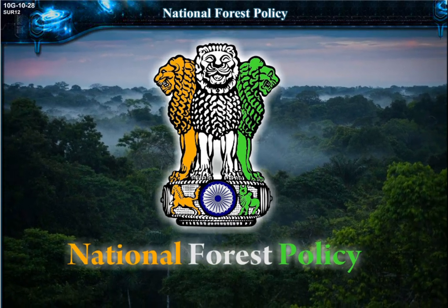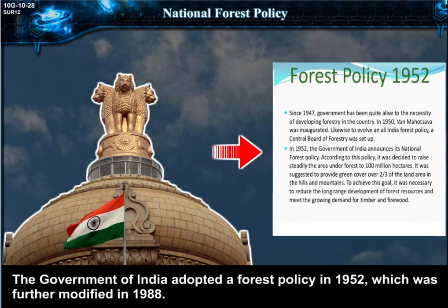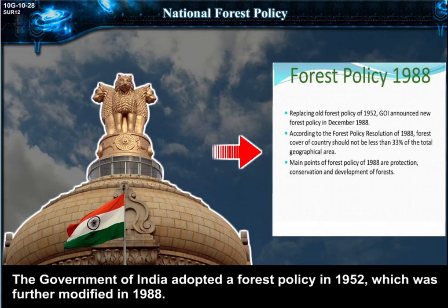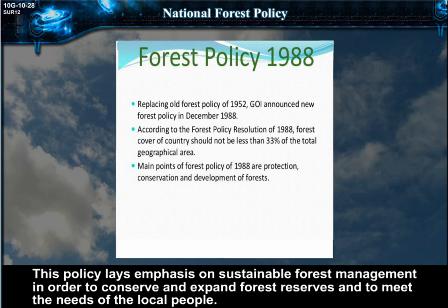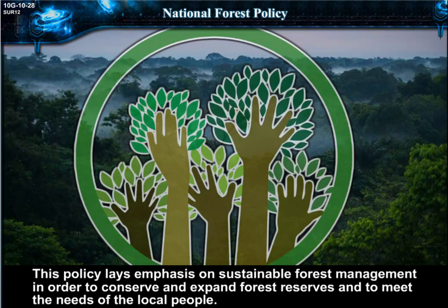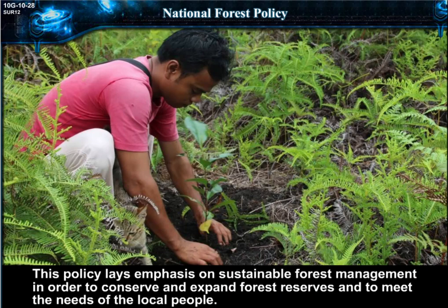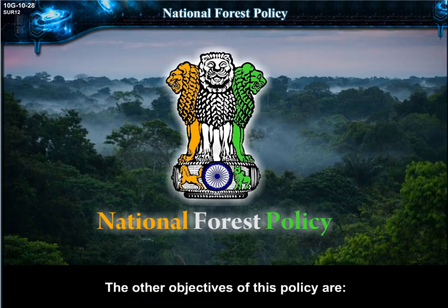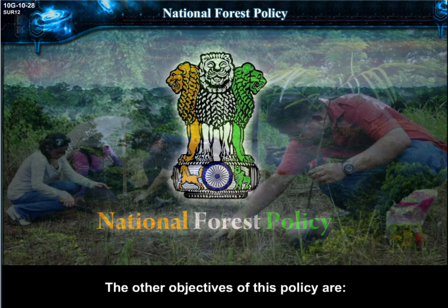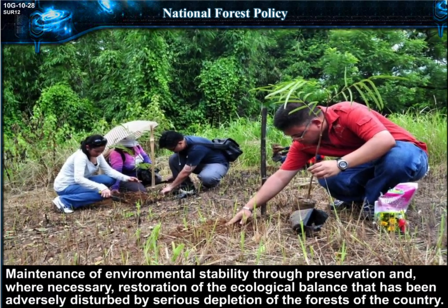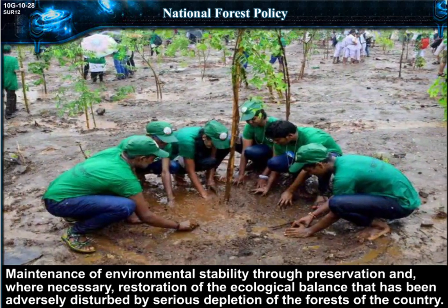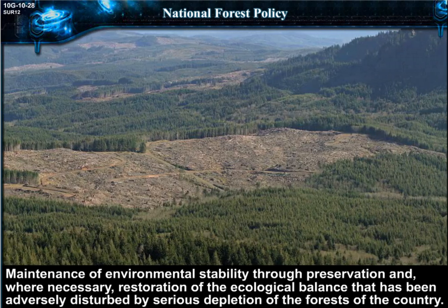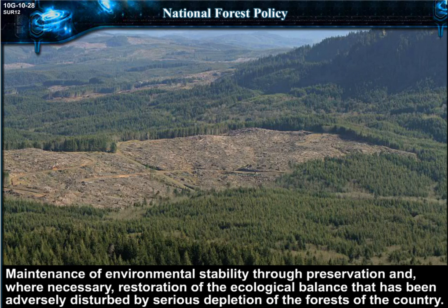National Forest Policy. The Government of India adopted a forest policy in 1952, which was further modified in 1988. This policy lays emphasis on sustainable forest management in order to conserve and expand forest reserves and to meet the needs of the local people. The other objectives of this policy are maintenance of environmental stability through preservation and, where necessary, restoration of the ecological balance that has been adversely disturbed by serious depletion of the forests of the country.